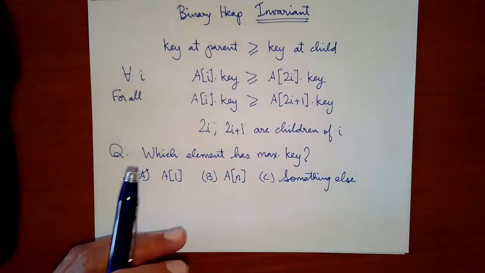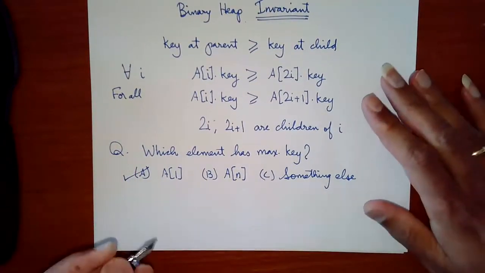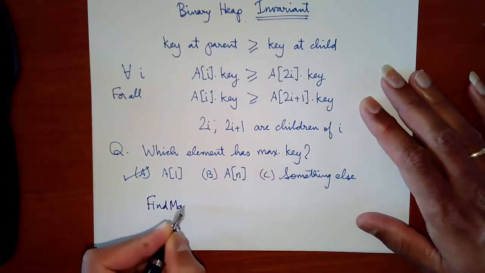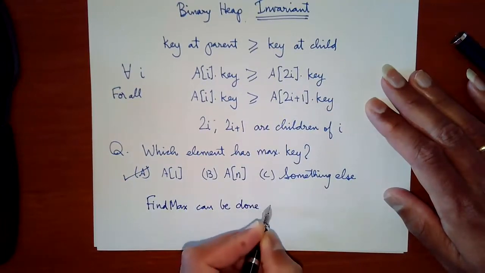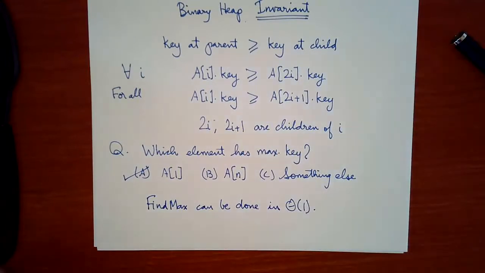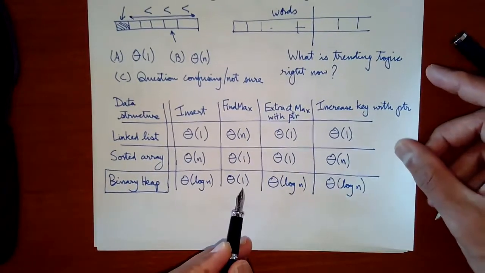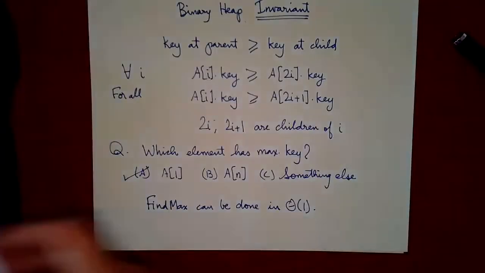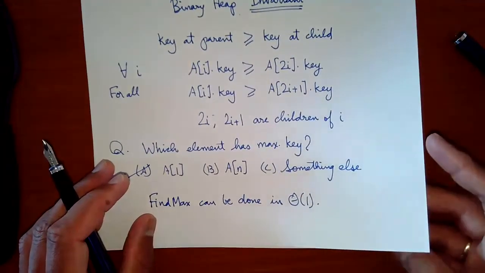Let me draw an example. And so let me write something here which should hopefully be obvious. Find max can be done in theta of 1. It's sort of quite obvious because you can easily just find the maximum by just looking at what is the element, what is A1. But the problem is the other operations now become more complicated.